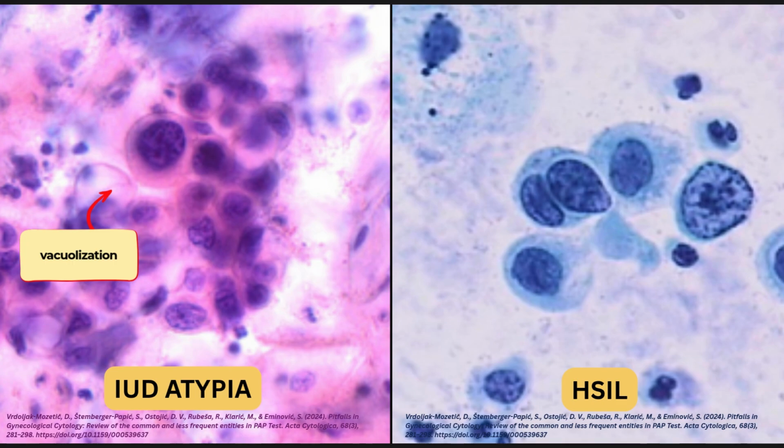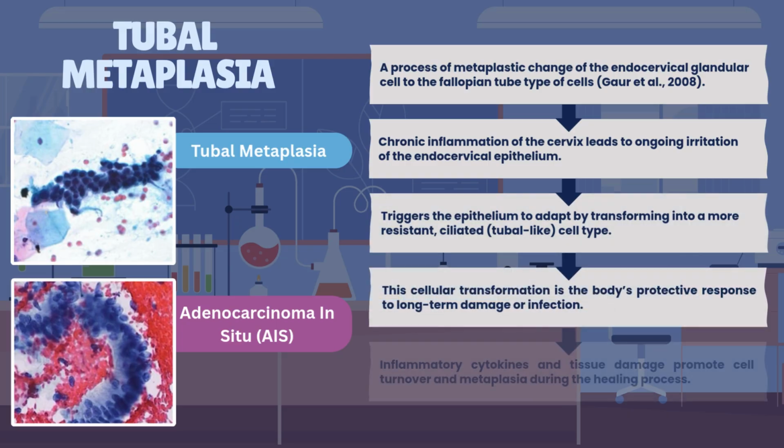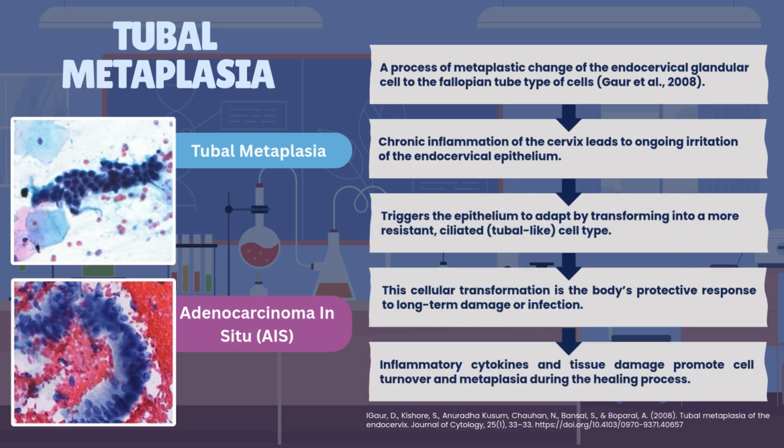Moving on, tubal metaplasia is a protective change that often occurs in response to chronic inflammation in the cervix. When the cervical lining is repeatedly damaged, the body adapts by transforming the cells into a tougher type, resembling fallopian tube cells with cilia. These ciliated cells help clear mucus, debris, and germs from the area. This happens because both the cervix and fallopian tubes come from the same embryologic origin, the Müllerian duct, making the switch to fallopian-like cells a natural defense mechanism.